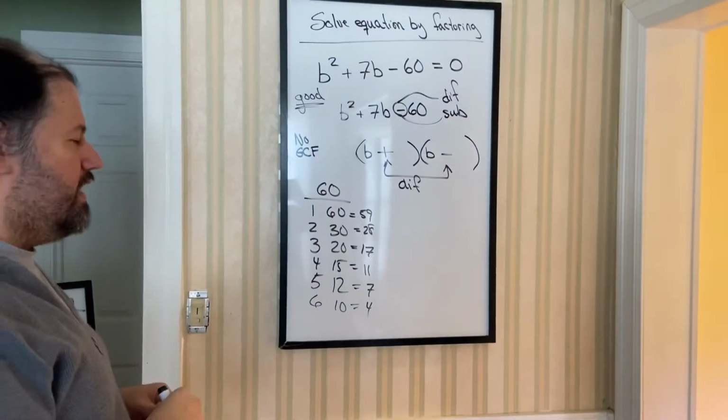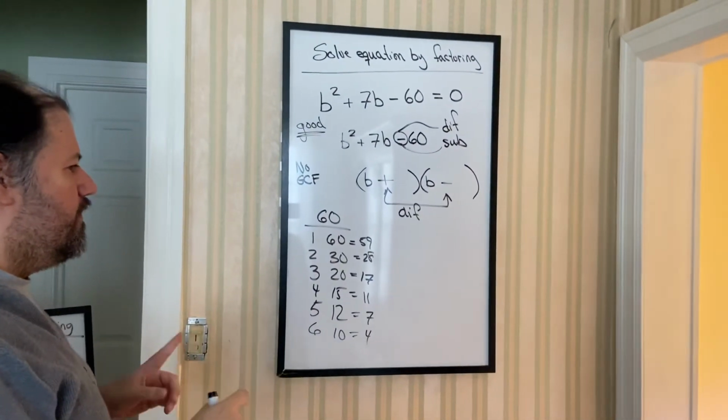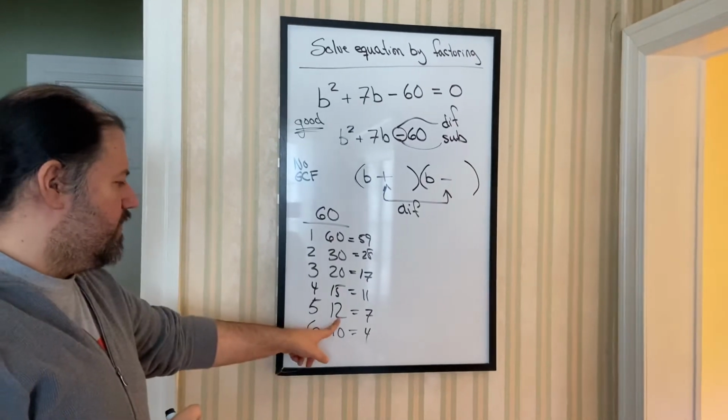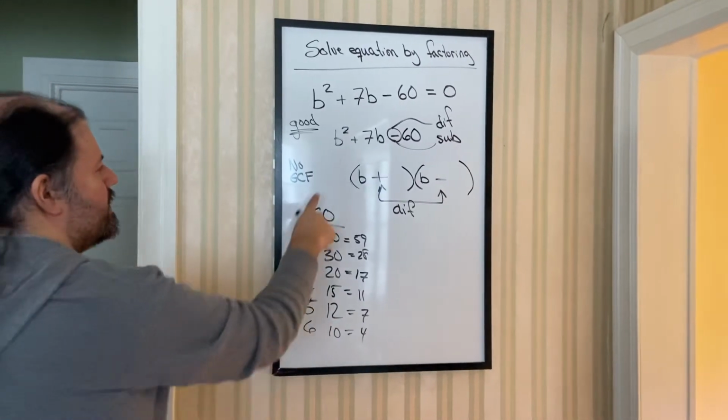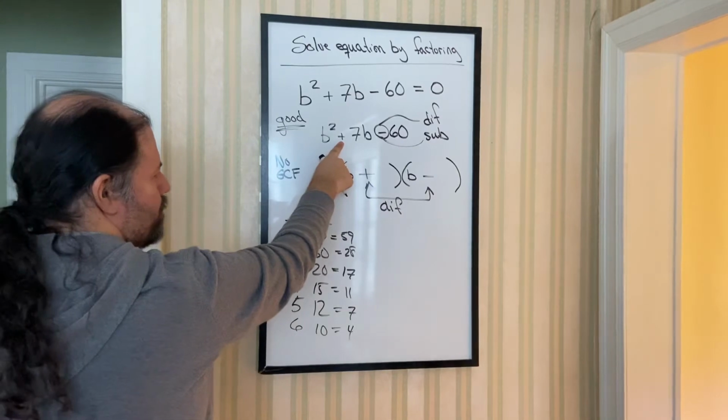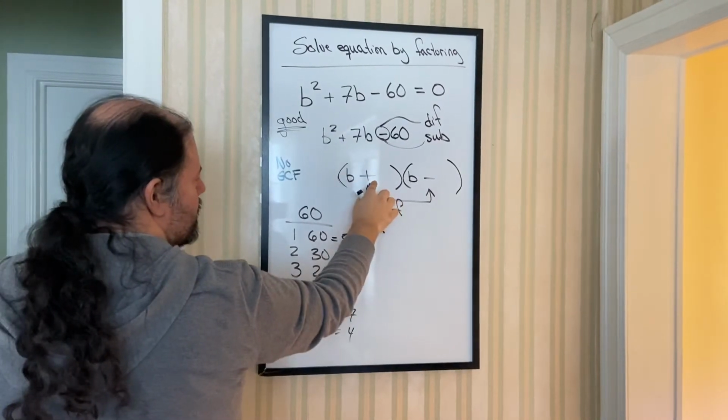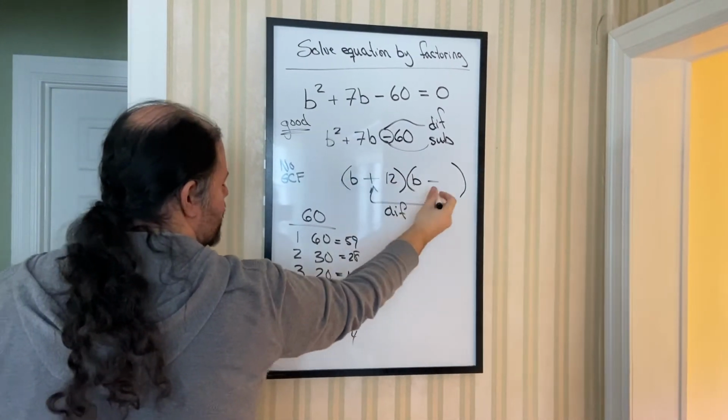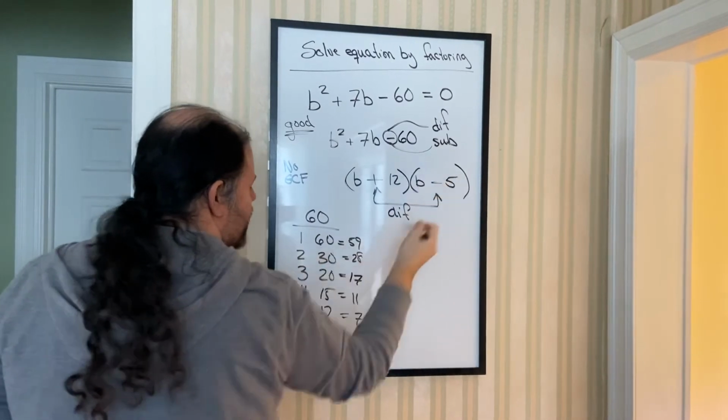And then step 6, placement. Find the bigger number, which is 12. It always gets the same sign as the middle, so it's going to be a positive 12. So since this is positive, put the 12 here, put the 5 here.